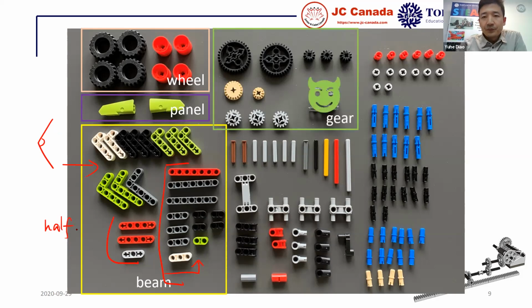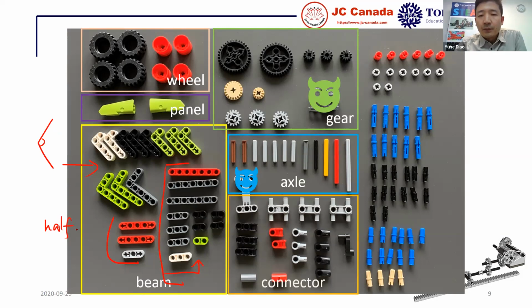And the gears. Later we'll show some other gears. And axles. We use gears and axles to transfer the power. And connectors. In my opinion, connectors are the most important parts category in Lego, because there are many different kinds of connectors, and if we know them very well, it's very helpful for us to design a model.